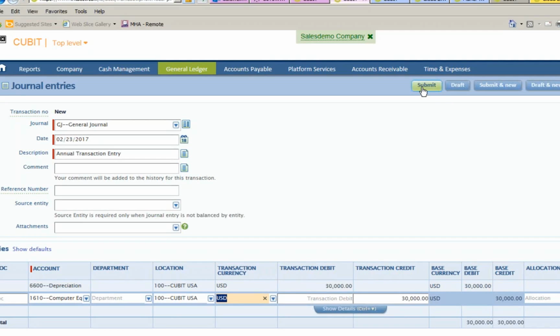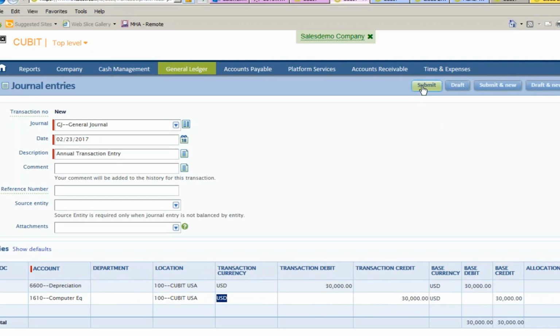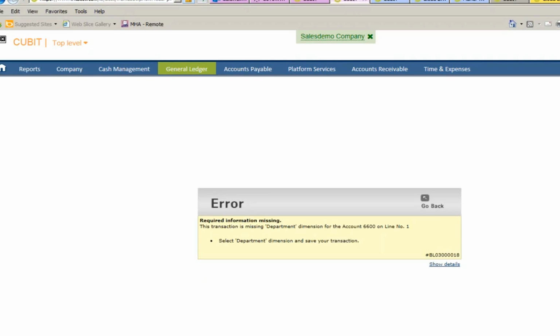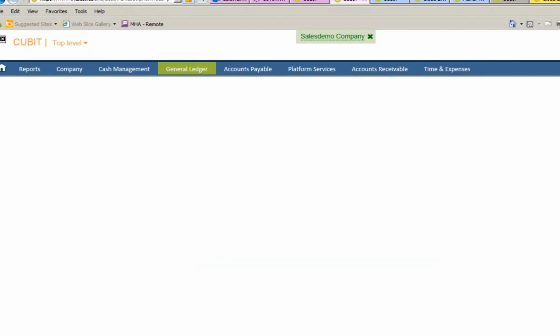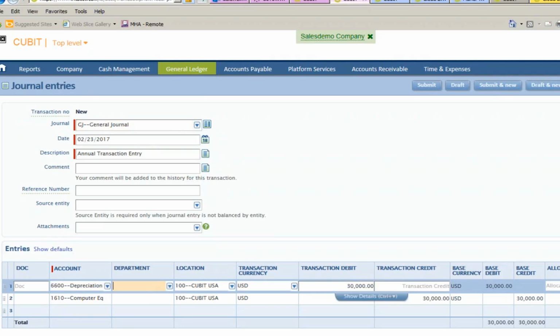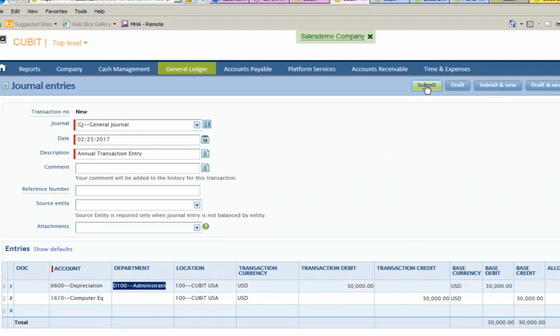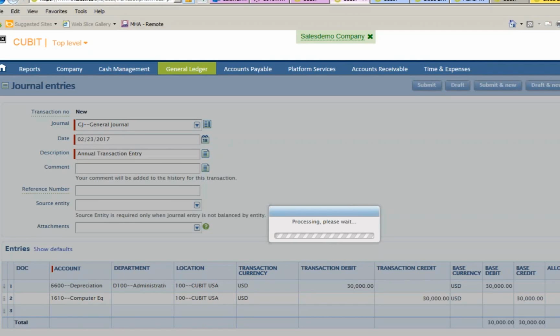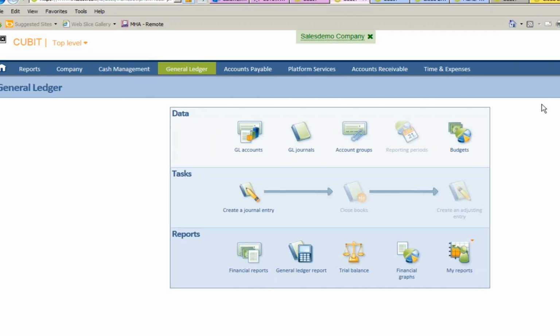All right, so now what we're going to do, Jacob is now entering this transaction with good faith, and he is submitting this transaction, and it looks like department dimension is required on this particular account, so I'm going to go back and identify a department here, and I'm just going to call that administrative. So just a step that was missed during the entry, so Intacct caught it, followed the rule, and now it's allowed Jacob to submit that transaction.